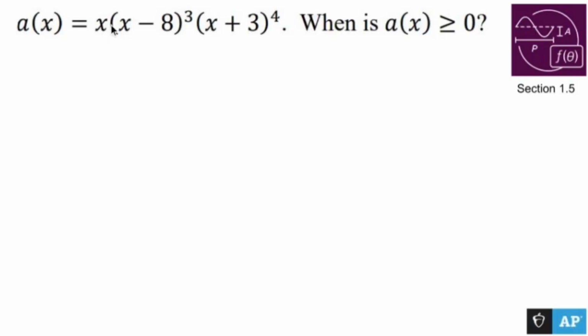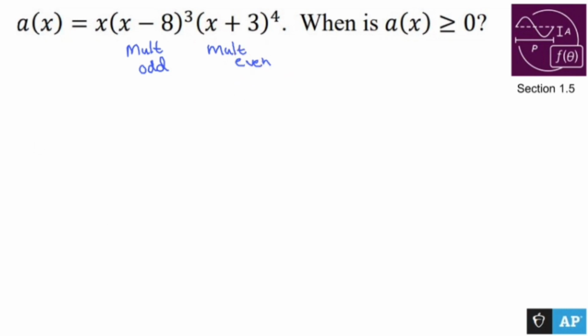A of x is x times (x minus 8) cubed, and (x plus 3) to the fourth. We have multiplicity going on here. Now, my multiplicity here is 1, no big deal. My multiplicity here is 3, but most importantly, odd. I'll explain what that means in a second. My multiplicity here is 4, but most importantly, my multiplicity is even. I'll explain that in a second.